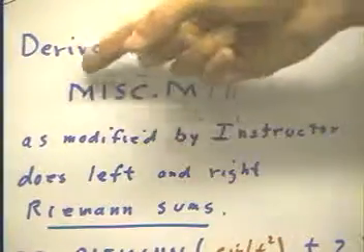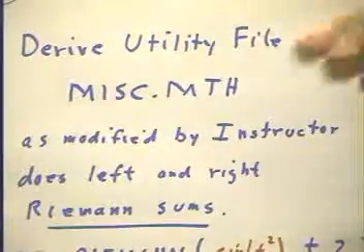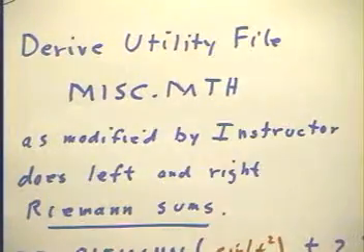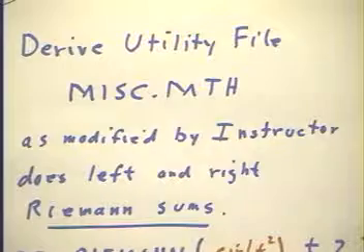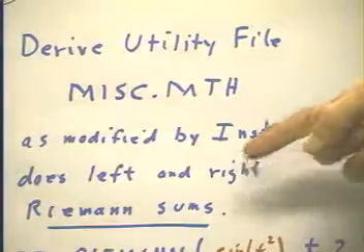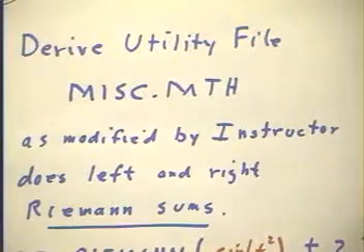Now, Derive has a built-in utility file, misc.mth, miscellaneous math. This is the name of it. And we generally use this as a utility file. We transfer load it as a utility file. Now, this file contains a command, left underline Riemann, that will do left Riemann sums. I've modified that file so it will also do right Riemann sums.